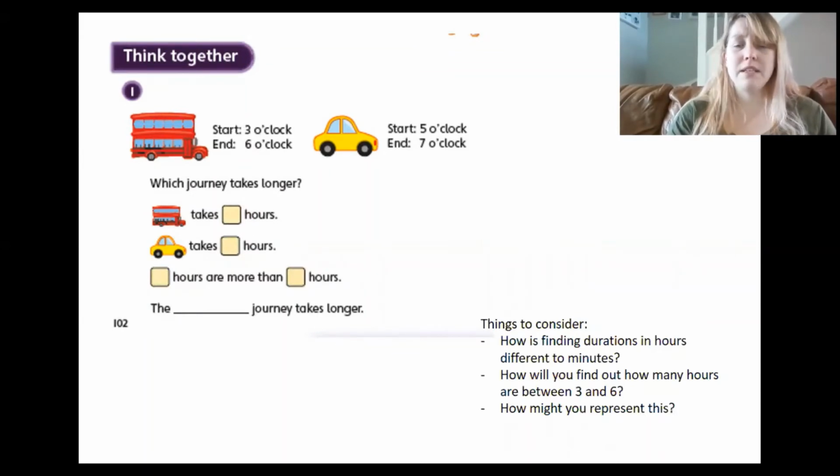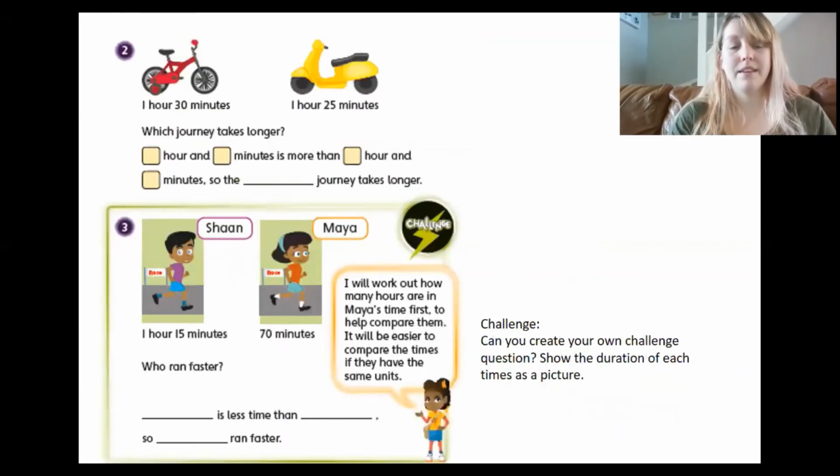Could you now have a go at this question with different numbers? The things you need to consider are, how is finding duration in hours different to minutes? And how will you find out how many hours are between 3 and 6? How might you represent this? Pause the video now and give it a go. Here's your next set of questions.